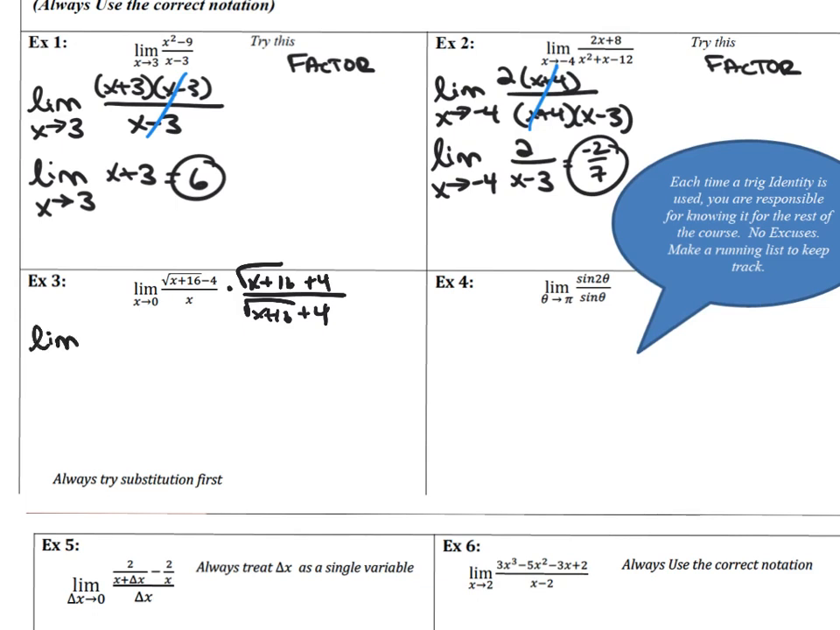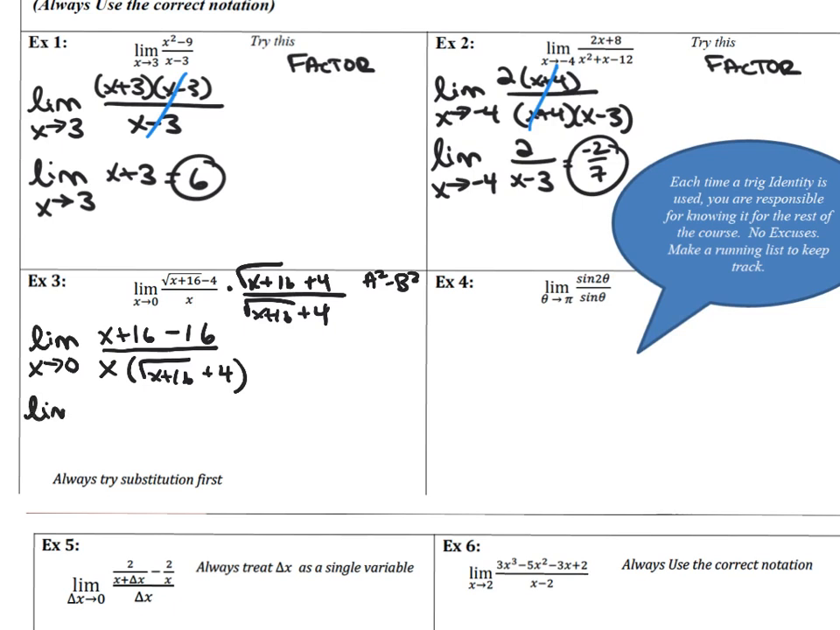So again, paying close attention to our notation, the limit as x approaches 0. The numerator becomes a squared minus b squared, so we'll have x plus 16 minus 16. In our denominator, we're going to leave it in factored form. Never, ever try and multiply these together. It makes it very convoluted, and you won't be able to really see your way out of it. So we'll just leave it as the two factors.